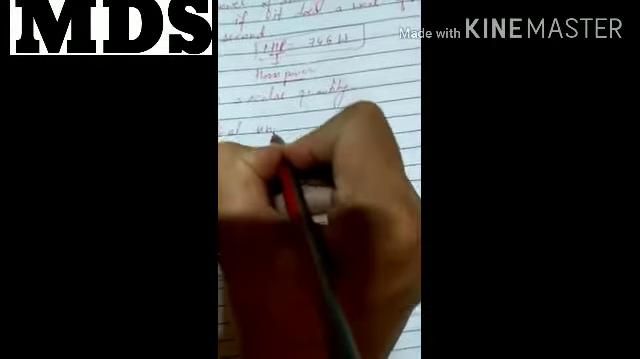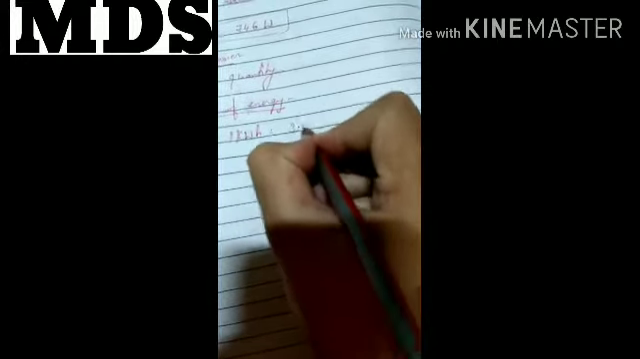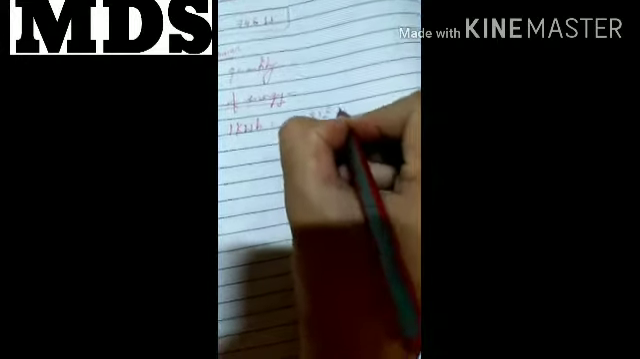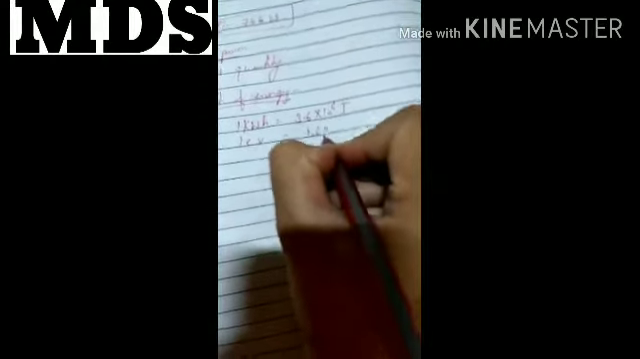The practical unit of energy: 1 kilowatt hour is equal to 3.6 into 10 raised to power 6 joule. 1 electron volt is equal to 1.6 into 10 raised to power minus 19 joule.